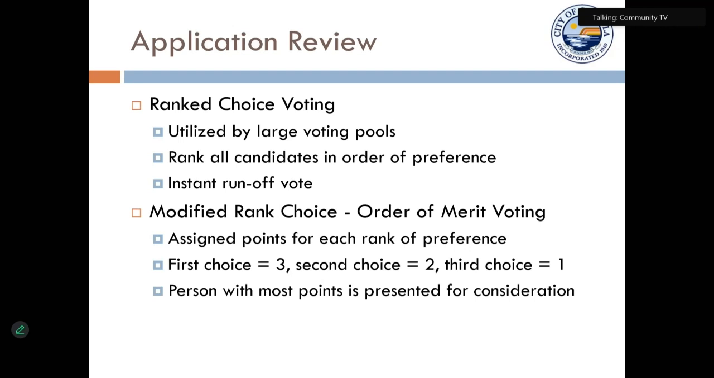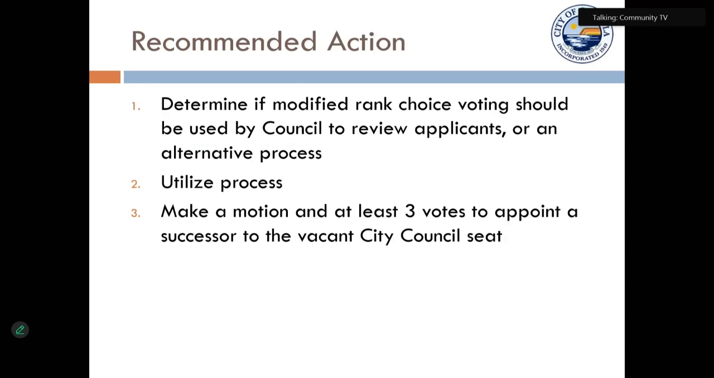In this method, there are assigned points for your rank of preference. So your first choice preference would receive 3 points, your second choice would receive 2 points, and your third choice would receive 1 point. And then the person with the most points is presented for consideration. Ultimately, the decision to appoint a city council member to fill this vacancy requires a motion and a majority vote of the council. And so tonight we would still need a motion and at least 3 votes in favor to appoint somebody to the seat.